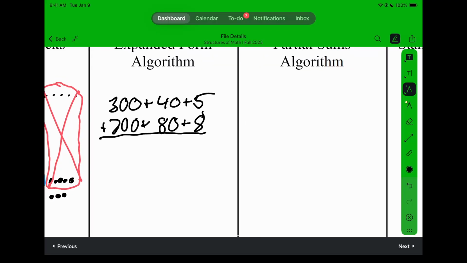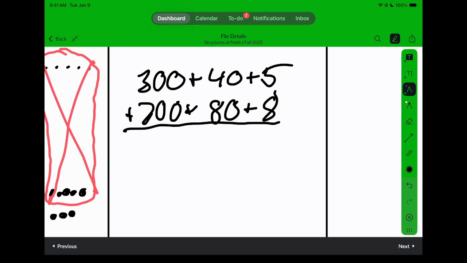So then now you just add like normal, starting from the ones place. 8 plus 5 is 13. Put a 3. Carry the 10. Gotta remember that. Because remember, 13 is 10 plus 3. So instead of carrying a 1, you're carrying a 10 because it's in the tens place. So yeah, 5 plus 8 is 13. Leave the 3. Carry the 10. 80 plus 40 is 120. Plus 10 is 130. Leave the 30. Carry the 100.